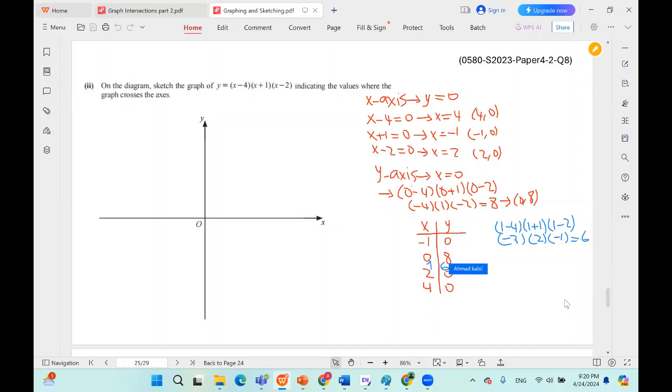You can get half as well. Negative half, I mean, to get an intermediary point here. So again, this would be negative half minus 4. Negative half, excuse me, negative half plus 1, and negative half minus 2. So negative 4.5, positive 0.5, and negative 2.5. You can use your calculator to evaluate these numbers. I'm going to do that right now.